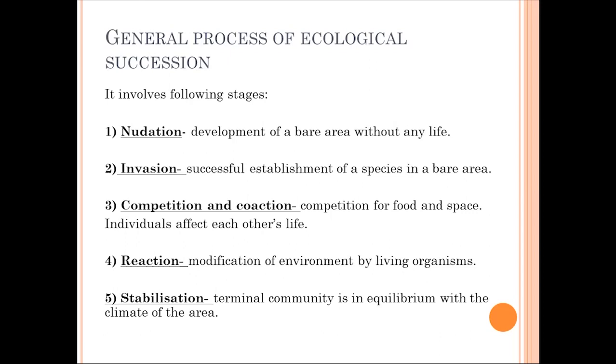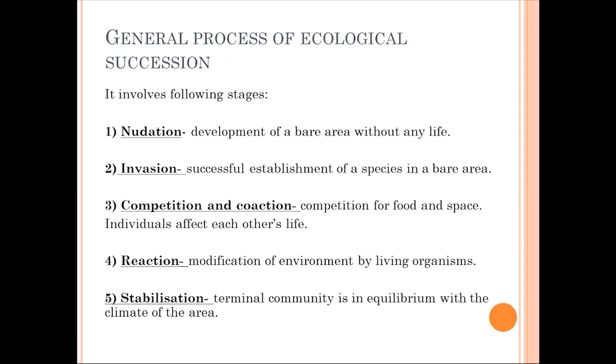So, the new species that colonize the area will try to adjust to the climatic or environmental conditions of that area. That is known as invasion. Then the third is competition and coaction. Since the plants are now growing very close to each other, there will be a competition for food and space. Space is limited, food is also limited, so a competition will occur. The different plants that grow will affect each other's life and also the life of other species. That is known as coaction.